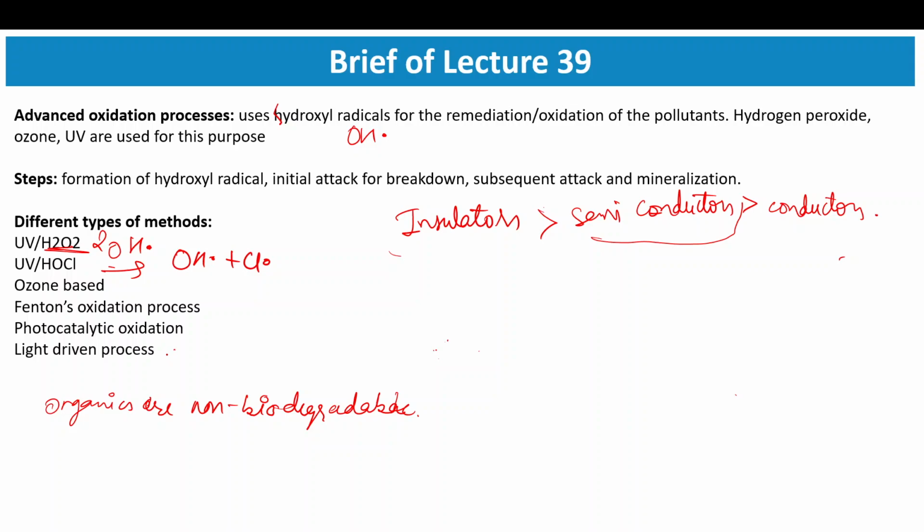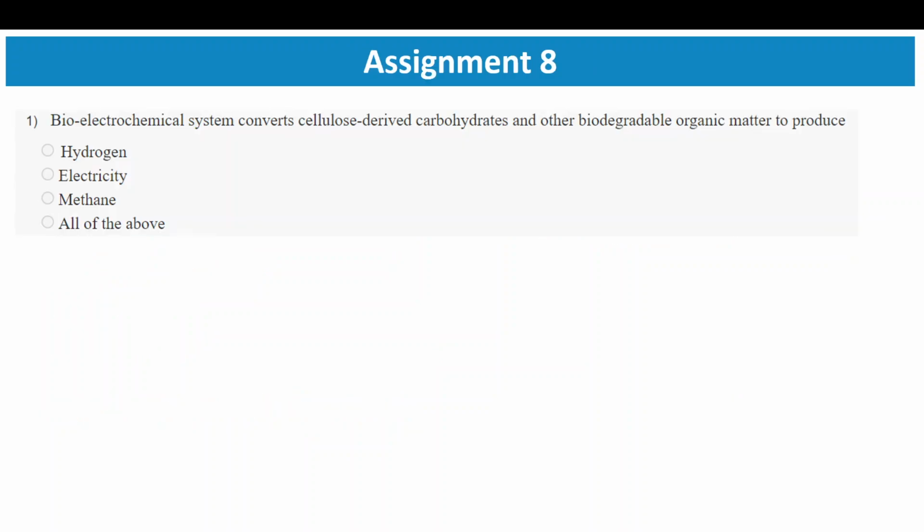And another is the light driven process where we supply light in any form, maybe UV light or visible light, for the process to occur by supplying some ozone or H2O2. And that is nothing but the light driven process, which forms the free radicals and they act upon the organics to cause degradation. Right, so that's it for the brief.